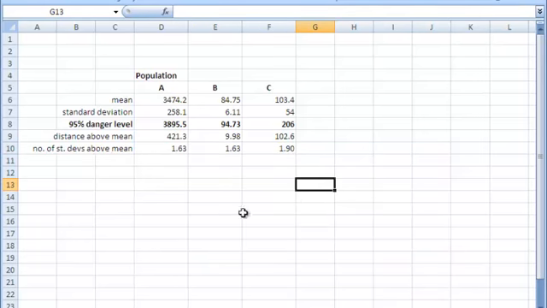Now you can see something more interesting, because in population A, the danger level is 1.63 standard deviations above the mean. In population B, it's 1.63 standard deviations above the mean. Exactly the same. Even though the size of the numbers, the spread as measured by standard deviation, and the actual danger levels themselves are completely different in terms of their scale. When you look at how many standard deviations above the mean you are, you get the same in each case. Except it doesn't work for population C, and we'll look at why that is later on. But for populations A and B, and any population like them, you'll always find that the 95% danger level is about 1.63 standard deviations above the mean. And that turns out to be quite interesting and important.